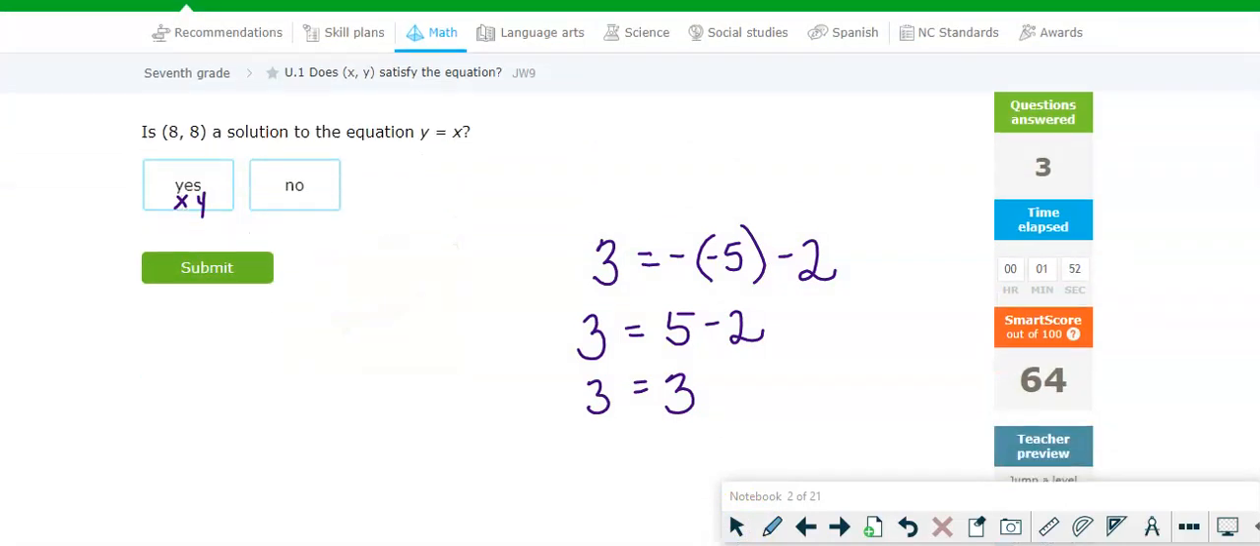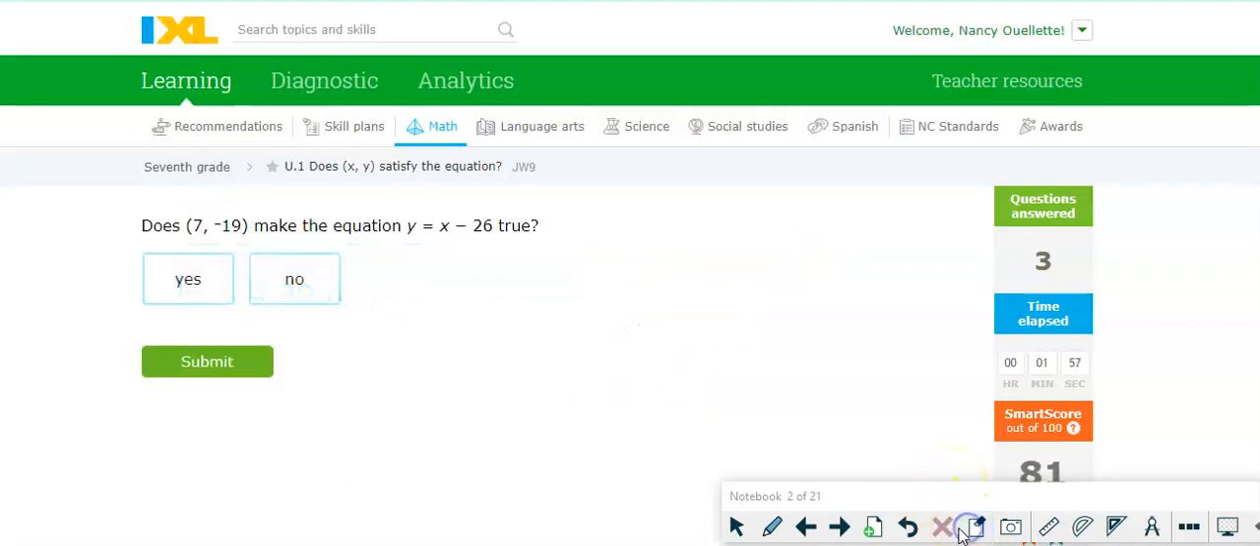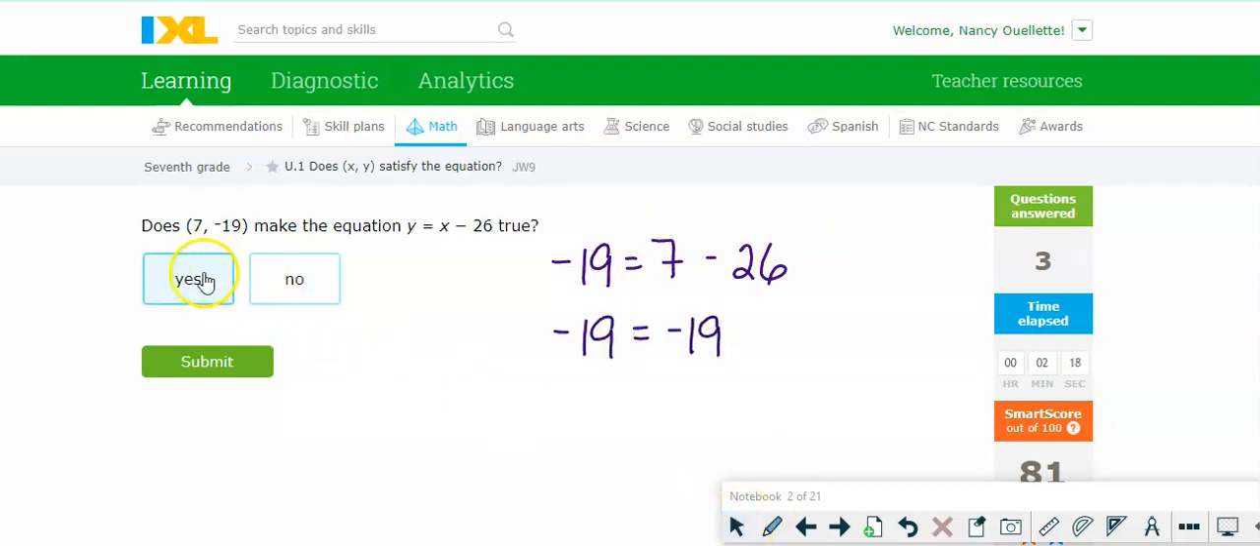Okay, let's jump another level. Okay, let's see. Fill in negative 19 for Y, 7 for X. Well, what is 7 minus 26, or 7 plus negative 26? It is negative 19. That would be a yes.